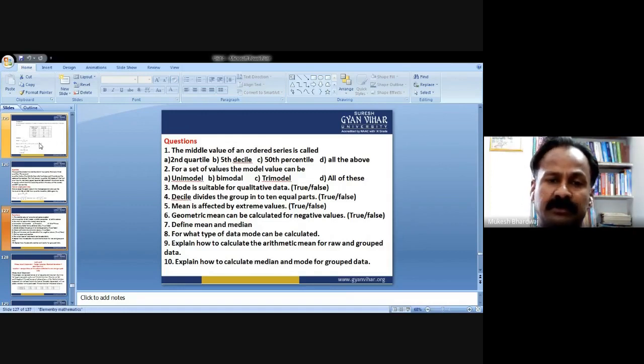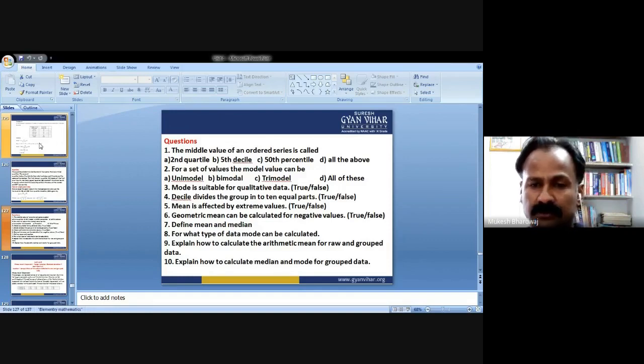Now, these are some theoretical questions which you need to write by your own understanding of the topic. Define mean and median. For what type of data can mode be calculated? Explain how to calculate the arithmetic mean for raw and grouped data. Explain how to calculate median and mode for grouped data. So this is all about the mean, median, and mode.